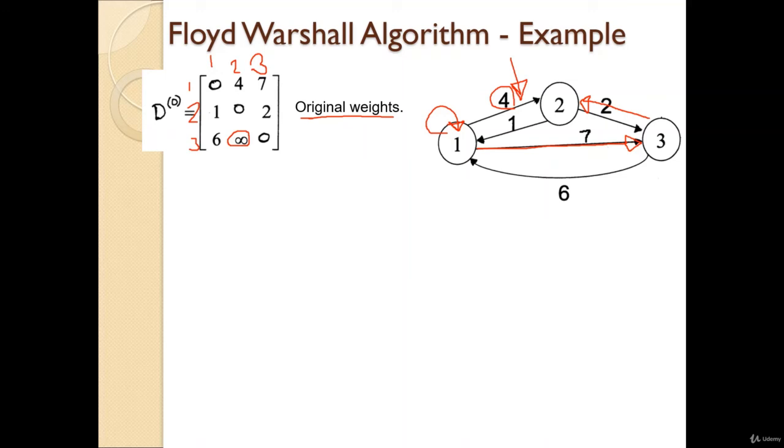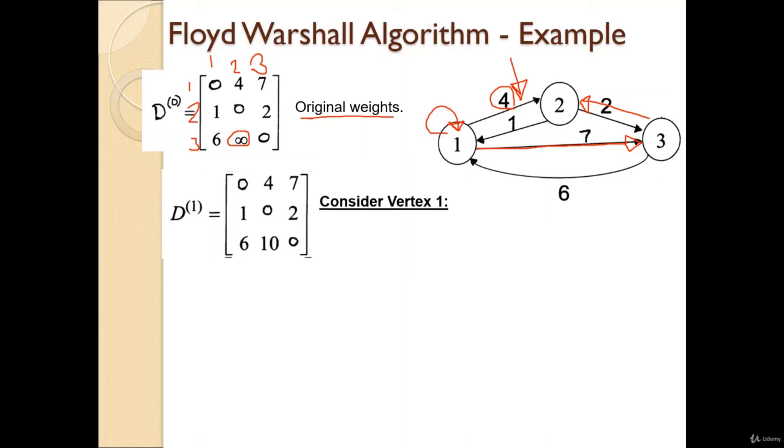Now, let's do the updates and find the shortest path among them. So, at first, consider the vertex 1. This is vertex 1. Now, you can see here, first we will replace this infinity. Why are we going to replace this infinity? Because there is no existing path to travel from 3 to 2.